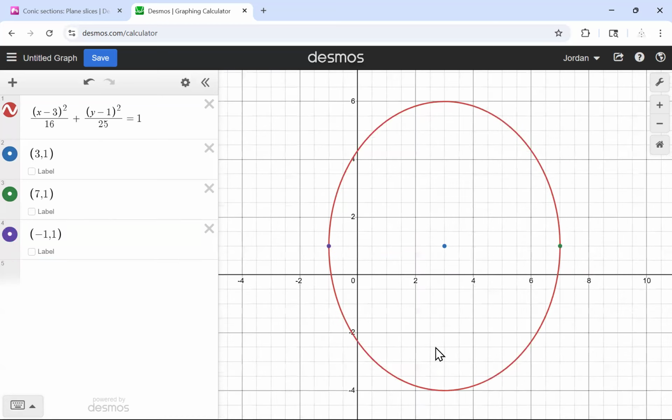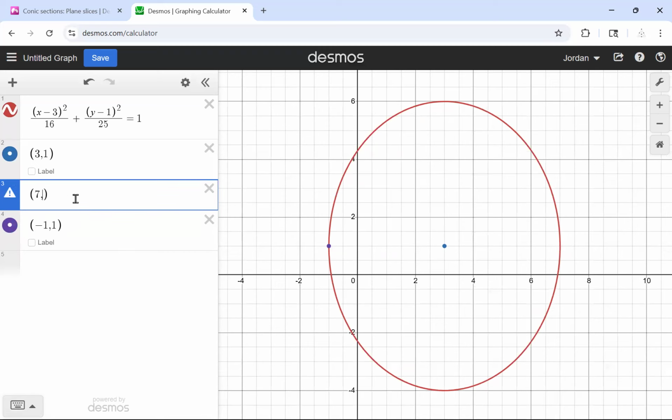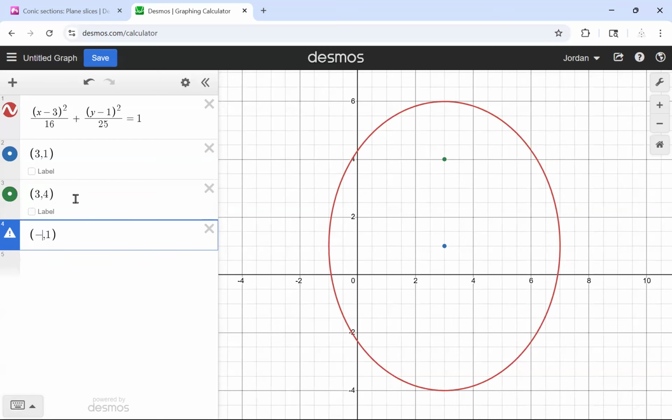And then obviously my foci, since we're stretched out more in the y direction, those were at 3, 4, and also 3, -1. Or excuse me, not 3, -1, -2. So there we are, 3 units from each. So those are the two foci.